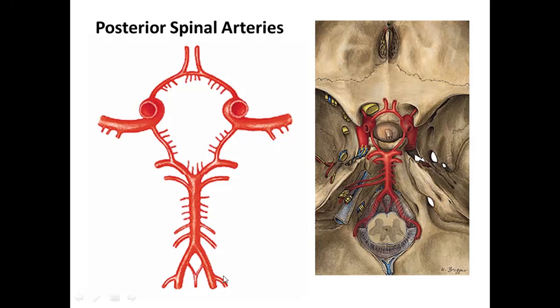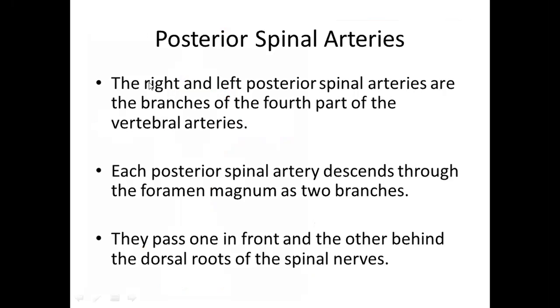There are two posterior spinal arteries, right and left, standing in the posterolateral sulcus of the spinal cord. The posterior spinal arteries are branches of the fourth part of the vertebral artery. Each posterior spinal artery descends through the foramen magnum as two branches, while the anterior spinal artery descends as only one branch. They pass one in front of the other and behind the dorsal root of the spinal nerve.